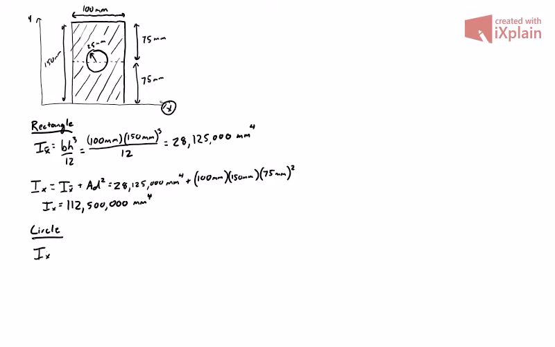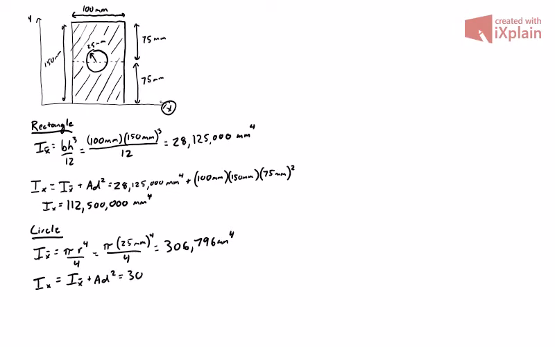Next up, we look at our circle, and we can see that the moment of inertia about the centroidal x-axis is pi times the radius to the fourth divided by 4. That gives us pi times 25 millimeters to the fourth over 4, which is 306,796 millimeters to the fourth. And again, we use the parallel axis theorem to find the moment of inertia about the given x-axis.